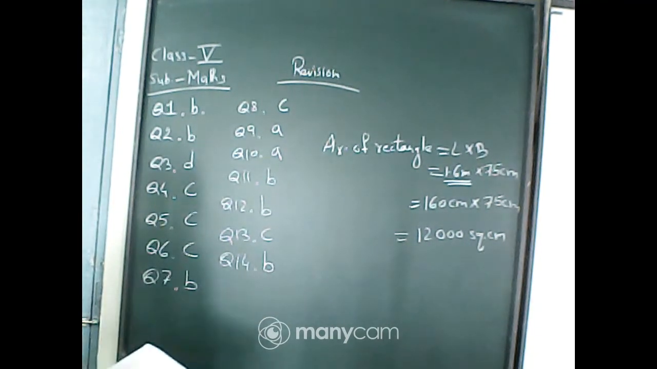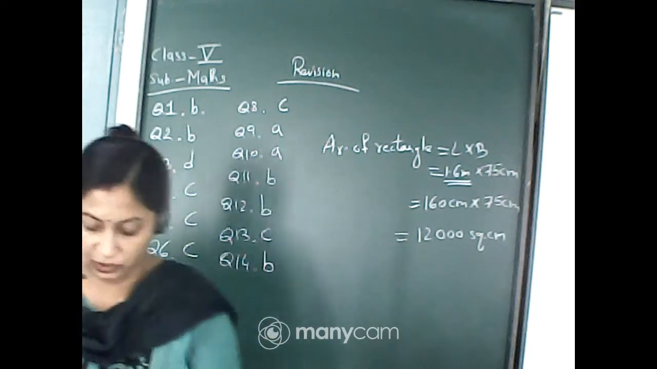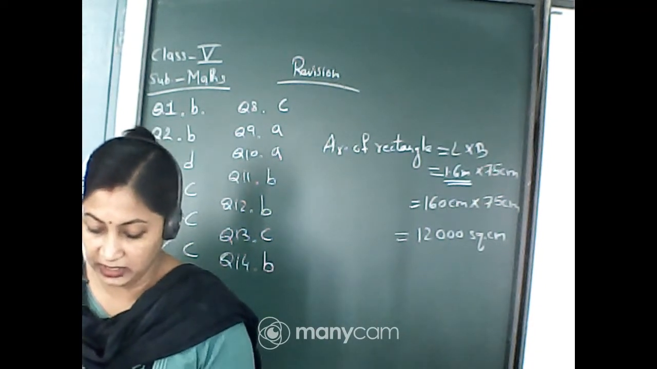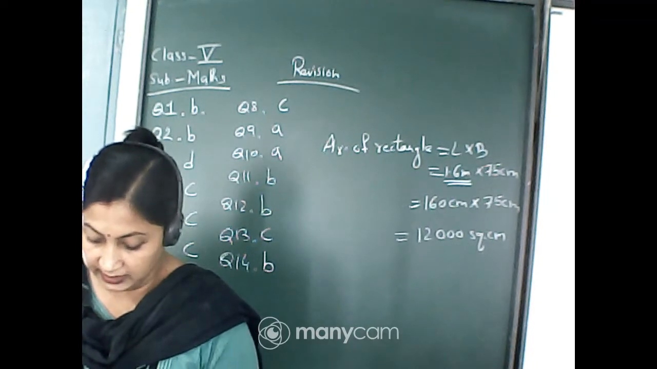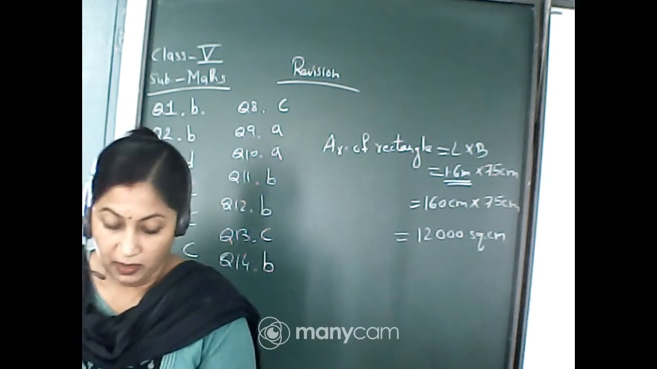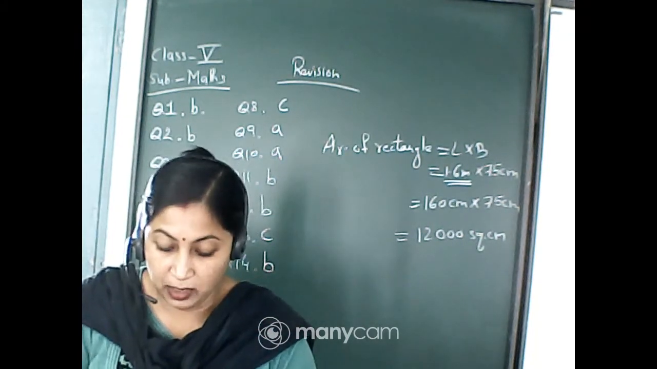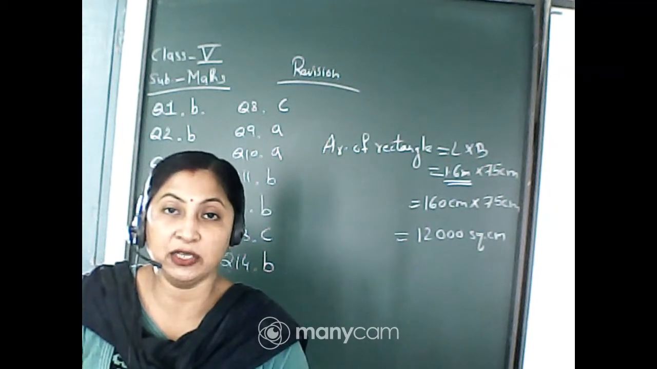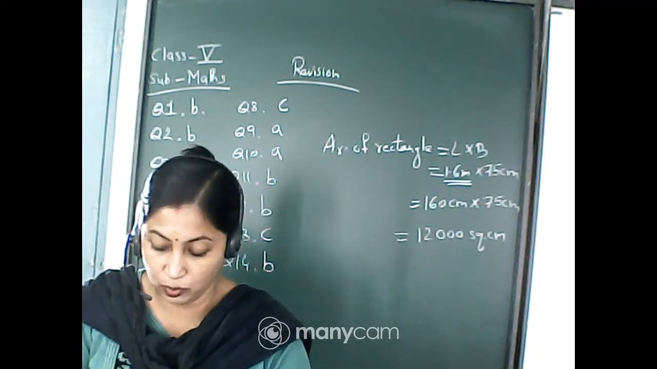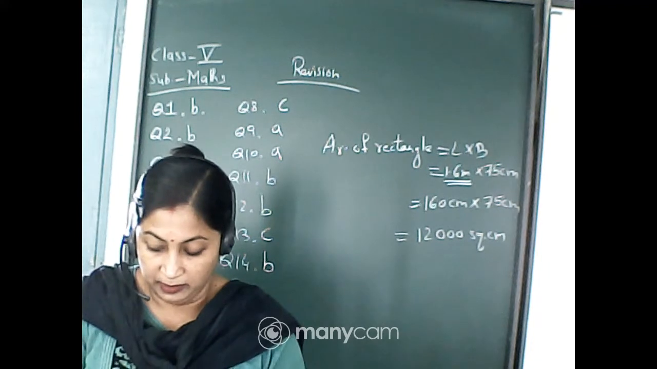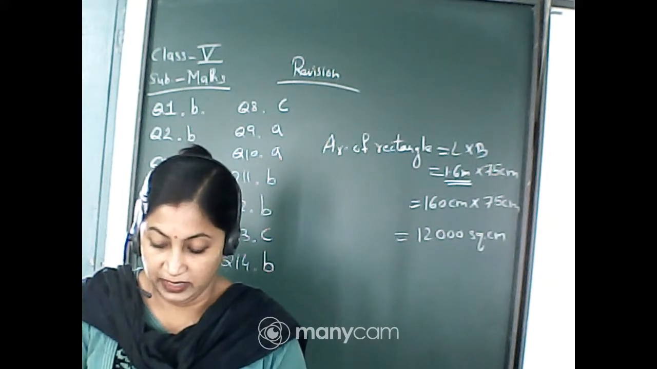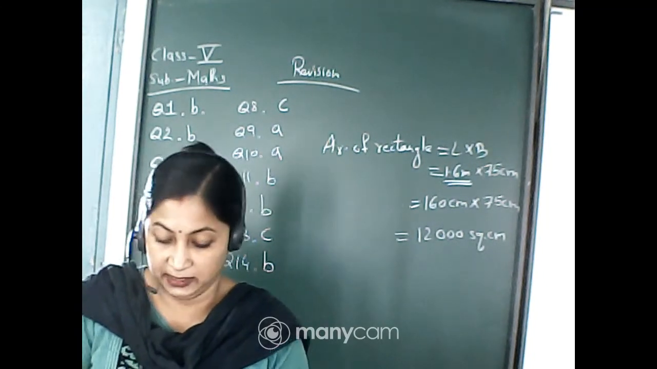Okay. Now come to the next page, 296. In 296, I want to discuss the fill in the blanks. The first one, 1 square meter is equal to dash square centimeter. What will be the answer?